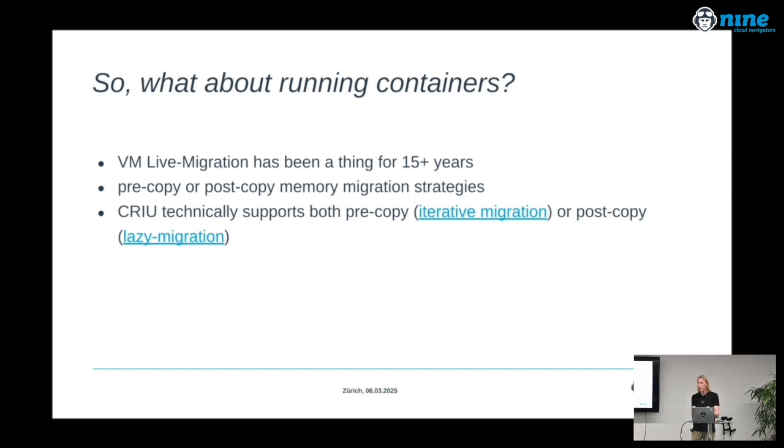So I'm using CRIU for the whole checkpointing thing, and CRIU already technically supports pre-copy. They call it iterative migration. I've linked to their docs here. Or post-copy, which is lazy migration. The two can even be combined to optimize for performance.